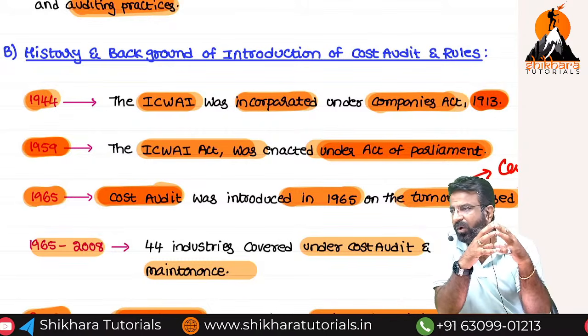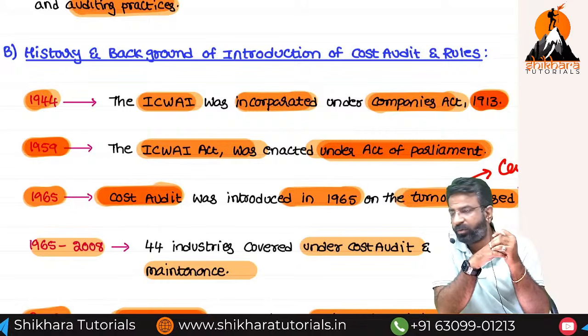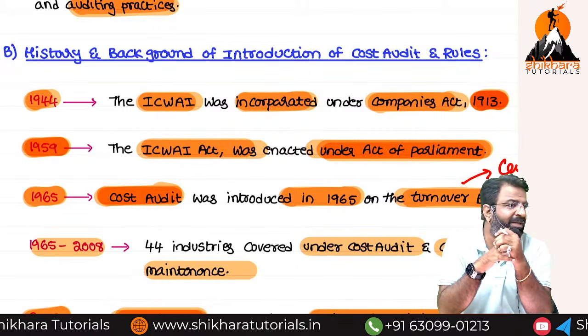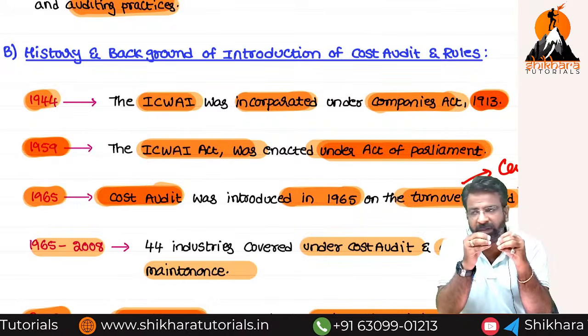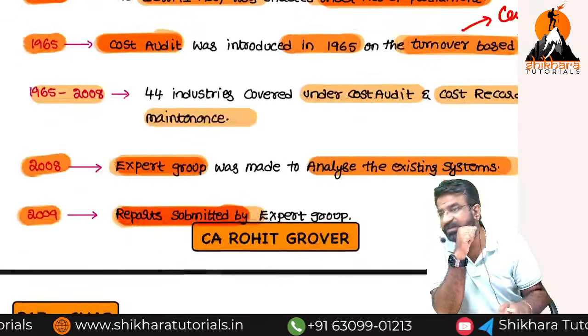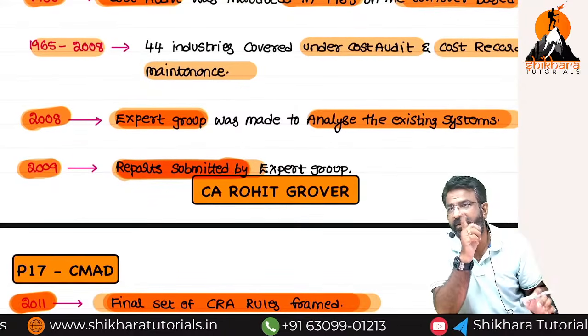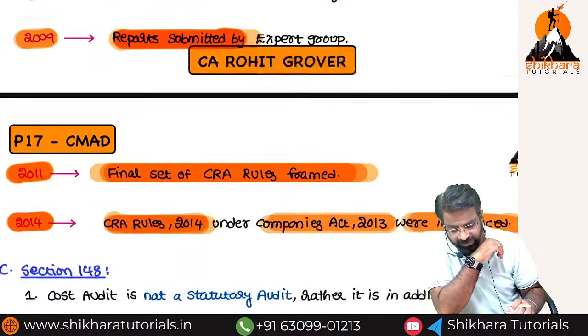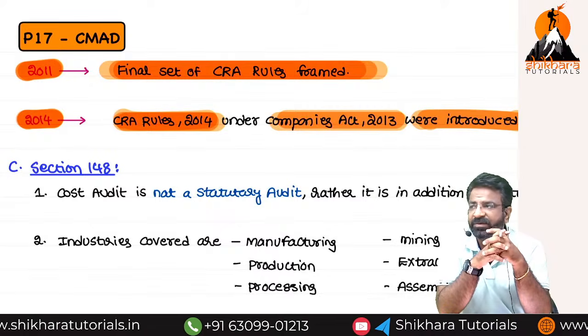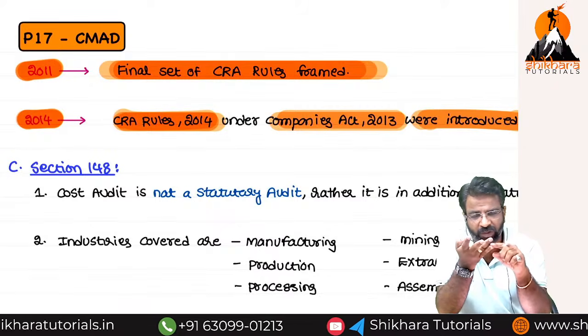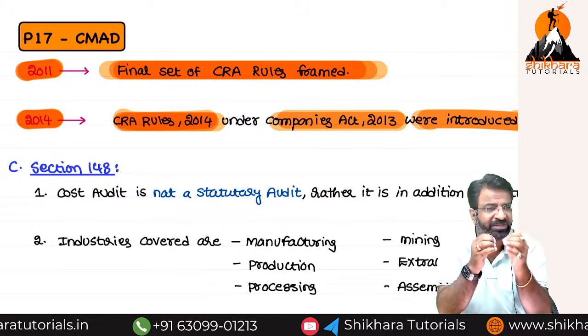So they incorporated one expert group in 2008, and in 2009, that expert group passed on their report to the government, and government finally in 2011, remember this landmark year, what is the year? 2011, the CRA rules got framed. What is the name of the rules? CRA stands for Cost Records and Audit Rules 2011.